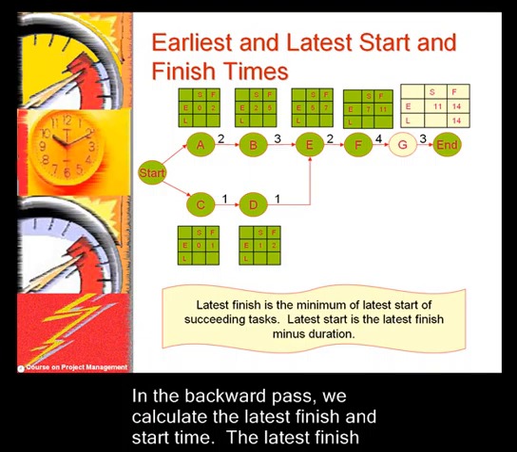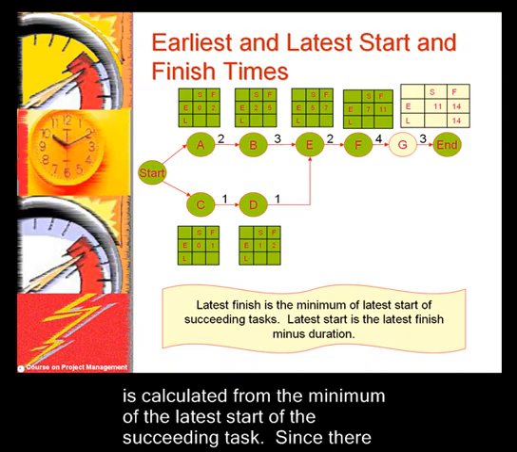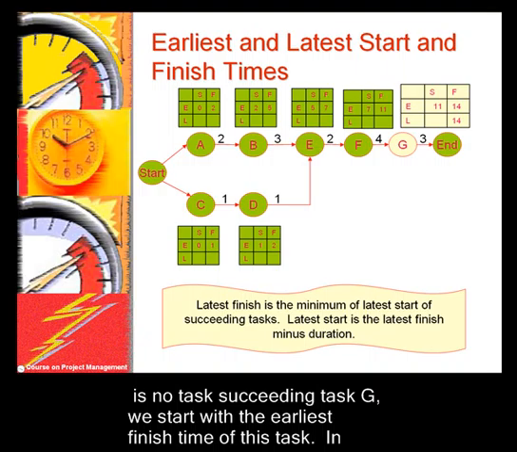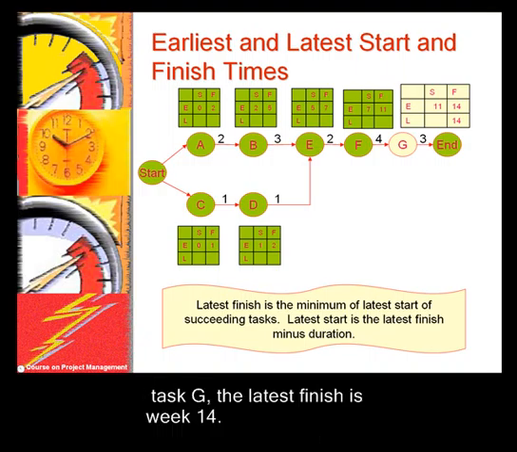In the backward pass, we calculate the latest finish and start time. The latest finish is calculated from the minimum of the latest start of the succeeding task. Since there is no task succeeding task G, we start with the earliest finish time of this task. In task G, the latest finish is week 14.